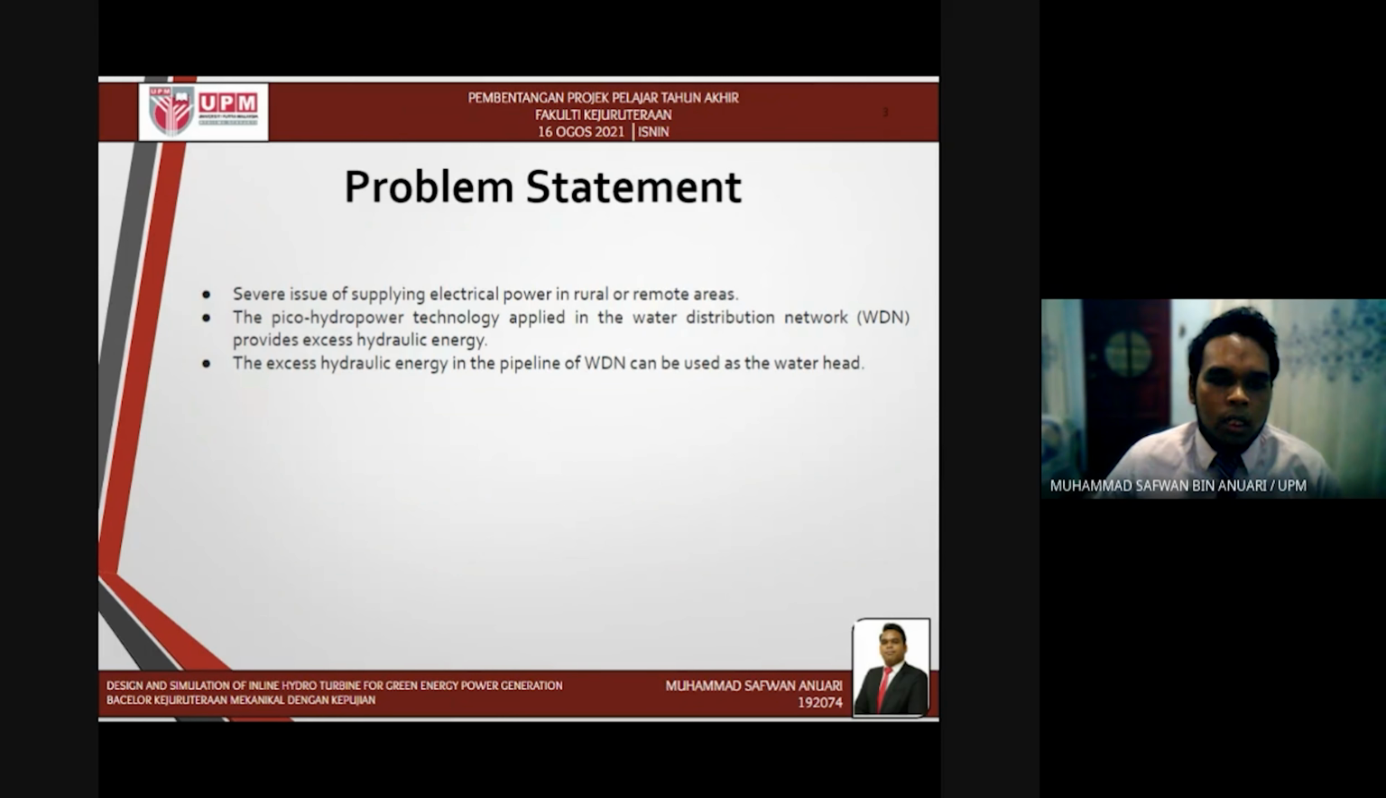In the present day, the supply of energy, especially in rural areas, is a severe issue. Pico hydropower technology applied in the water distribution network provides excess hydraulic energy. The excess hydraulic energy in the pipeline of the water distribution network can be used as the water head to produce electrical power, because extra hydraulic energy with enormous pressure is produced by the continuous fluid flow in the pipeline.